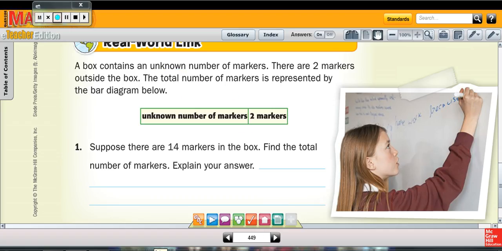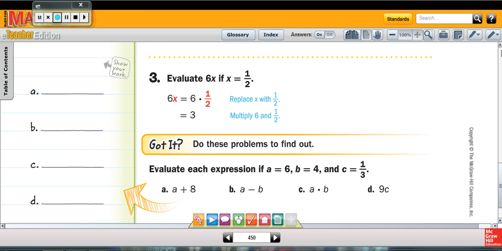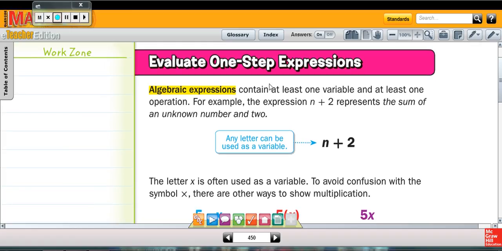Okay, and let's go ahead now to page 450. This is really where the meat of our lesson happens. Okay, we're going to look today at one-step expressions. Later on, we will solve some 2-step expressions, but for today, we're going to look at these one-step expressions. Algebraic expressions contain at least 1 variable and at least 1 operation. Remember, because it's an expression, that means that there are no equal signs. Okay? When it's an equation, then we'll have equal signs.